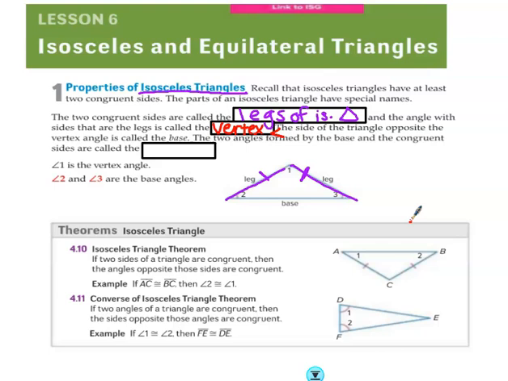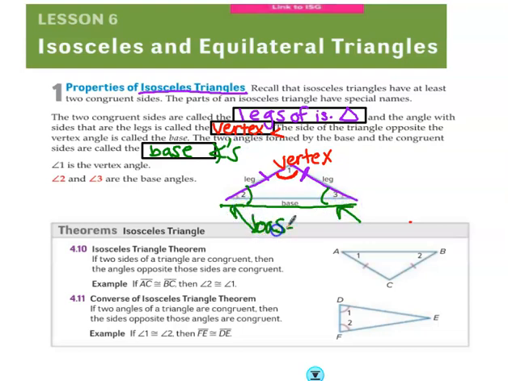The side of the triangle opposite of the vertex is called the base. All right? So this right here, angle 1, is called the vertex. And then across the way is called the base. The two angles formed by the base and the congruent sides are called the base angles. So the ones that are attached to the base segment, 2 and 3, are called base angles. So as teachers, if we're filling it out, we are making sure to identify the triangle, putting in the necessary information.